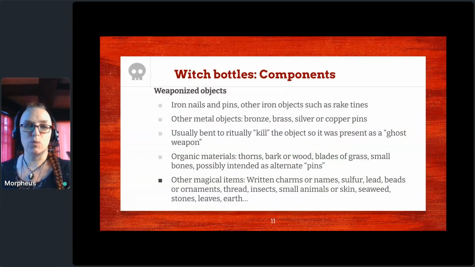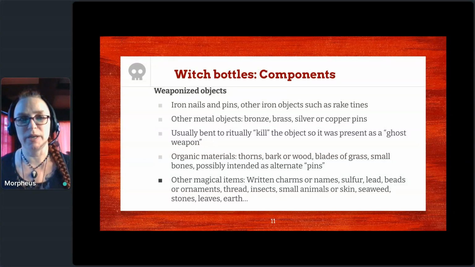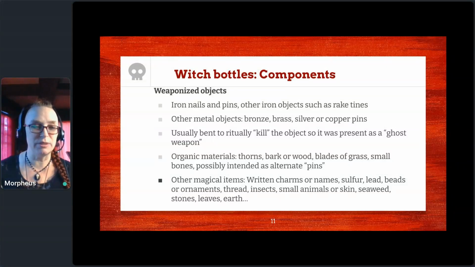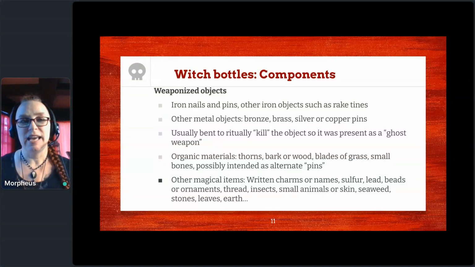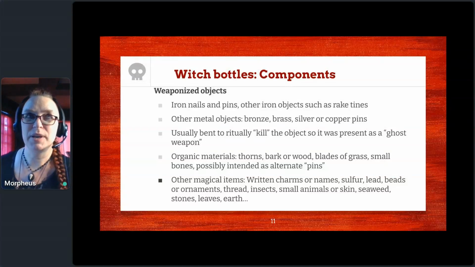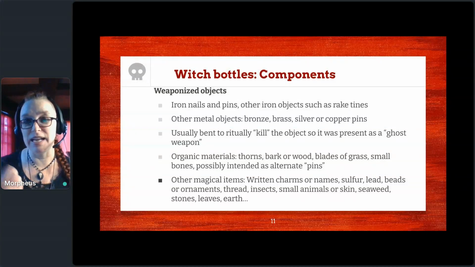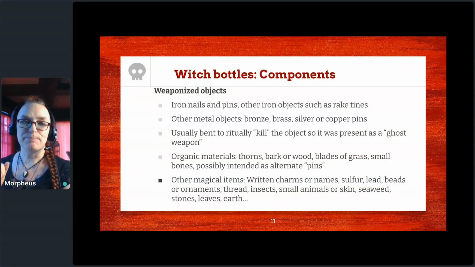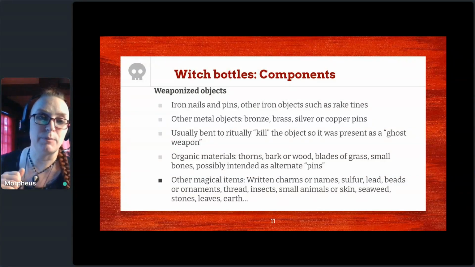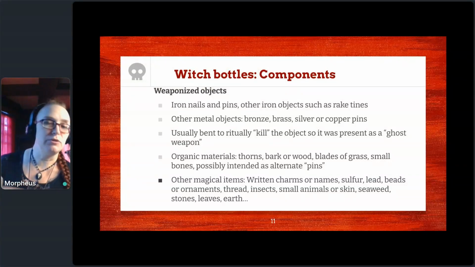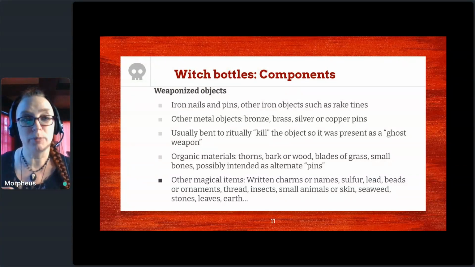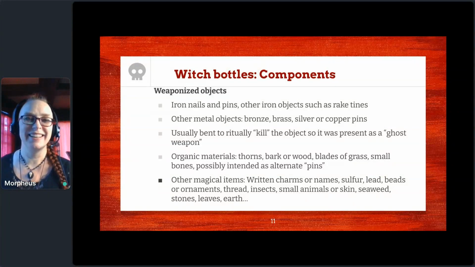And of course, weaponized objects are in these bottles. So most commonly, iron nails and pins. Sometimes other iron, sharp objects like broken off tines from a rake. Other metal objects like bronze, brass, or silver or copper pins. Just basically whatever sharp objects people could find.